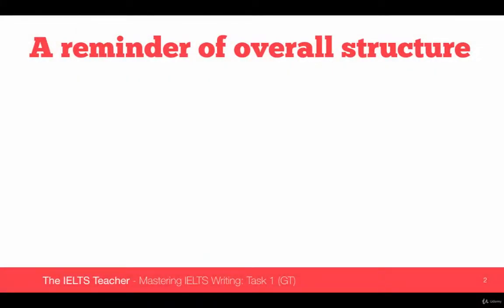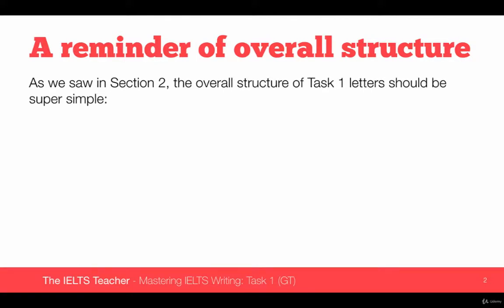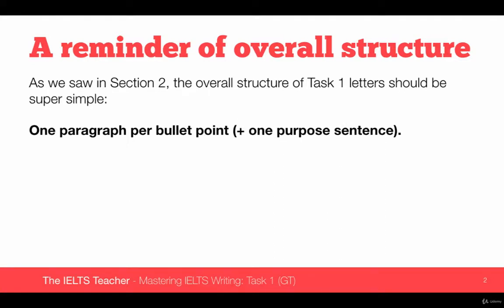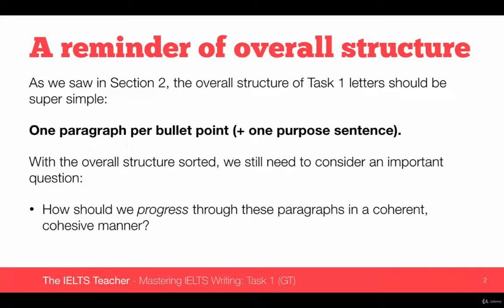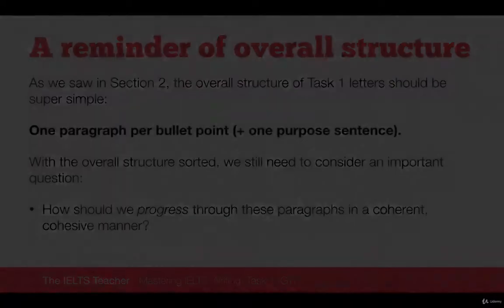So let's remind ourselves from the previous section of the way that we should structure the overall letter. As we saw in section 2, the structure of task 1 letters should be super simple, just one paragraph per bullet point and introduced by one purpose sentence. With the overall structure sorted, we still need to consider an important question. How should we progress through these paragraphs individually and overall in a coherent and cohesive manner? So let's think about that.